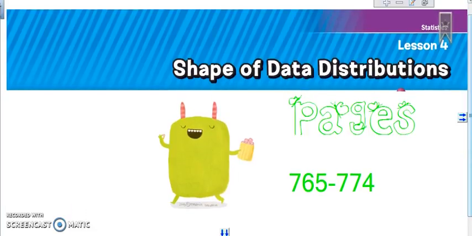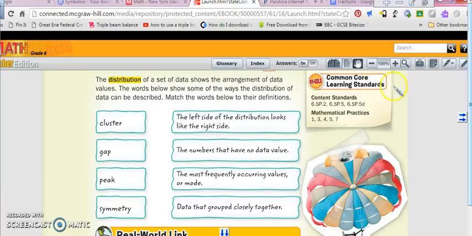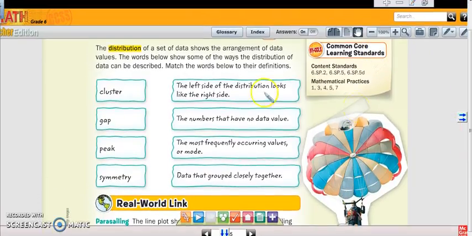Today we're going to be looking at Lesson 4, Shape of Data Distributions. Make sure, please, that you are on pages 765 through 774, and we're actually going to start right on the front page. So, we have some words we're going to be looking at. We have cluster, gap, peak, and symmetry. We're going to be using these words for the first half of this lesson.